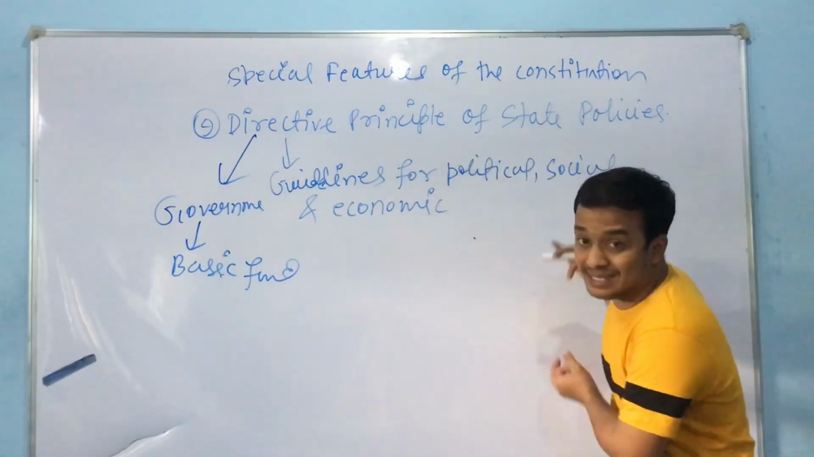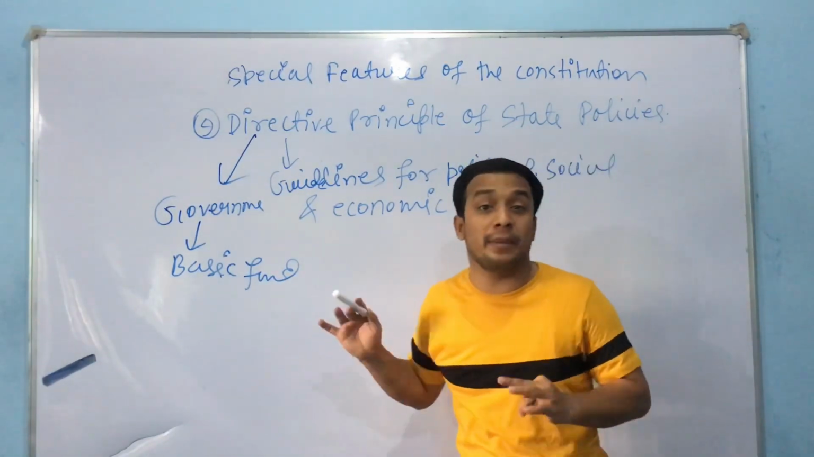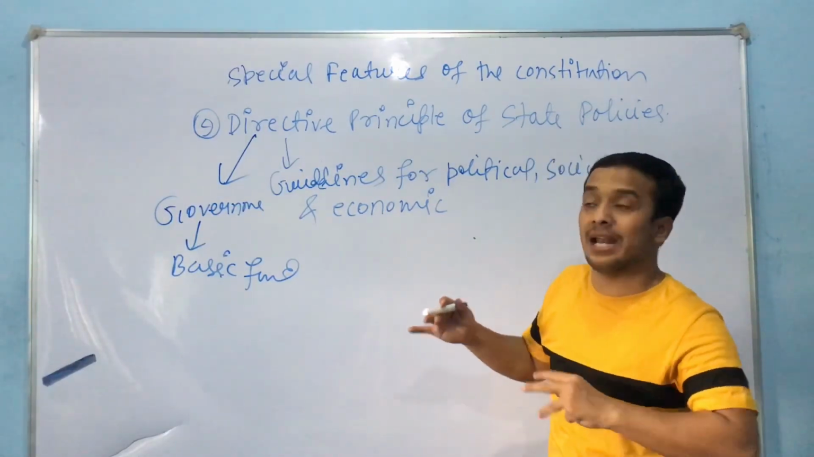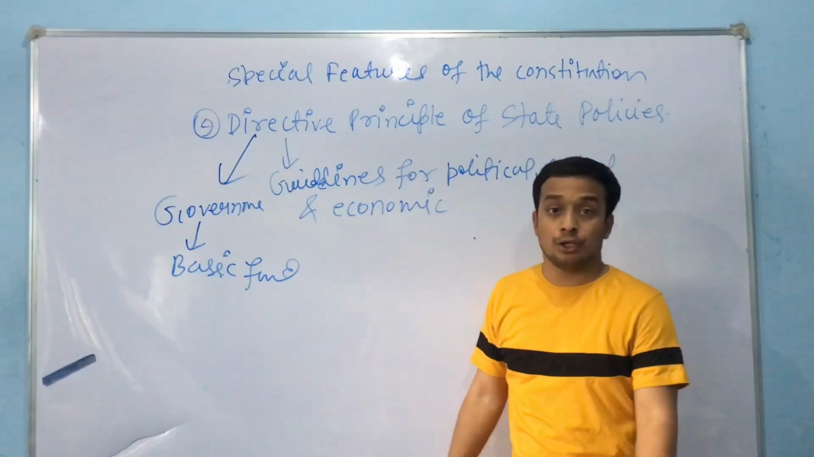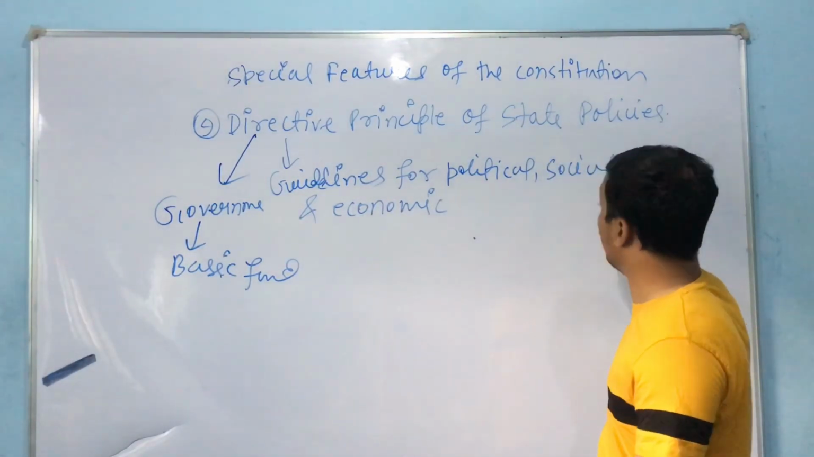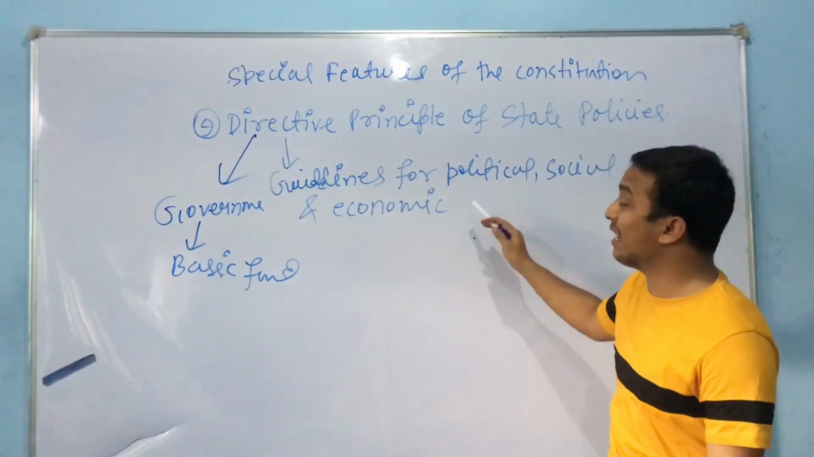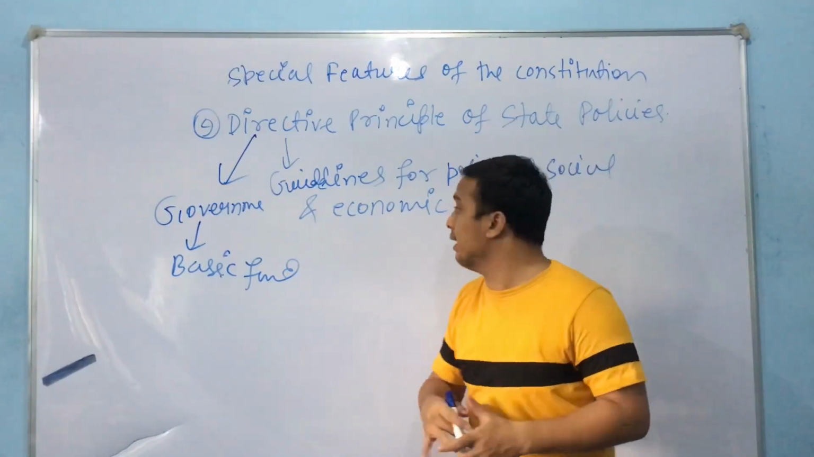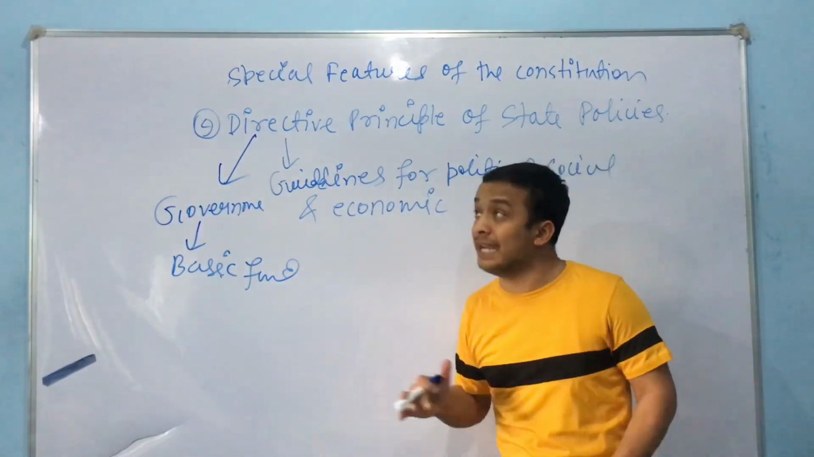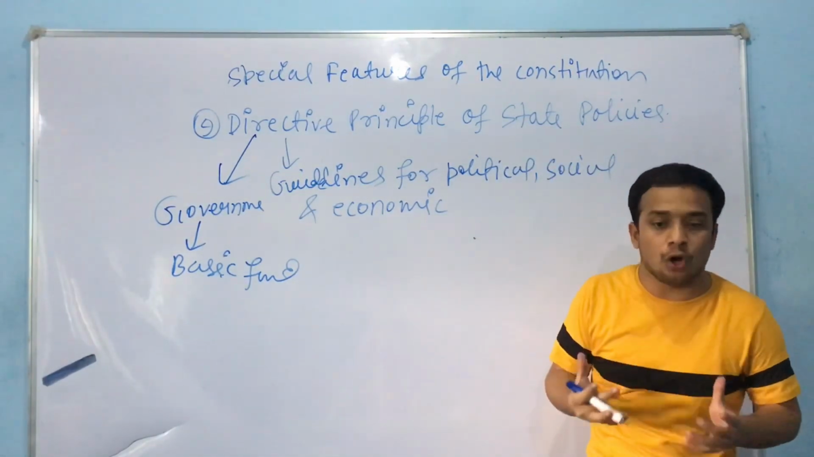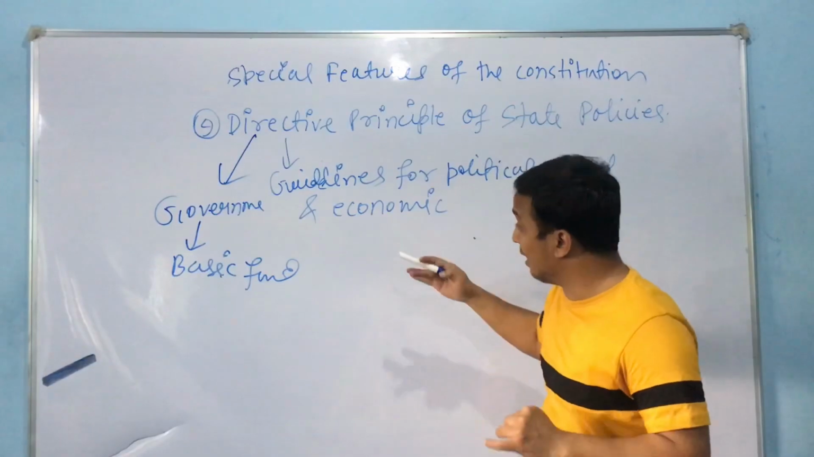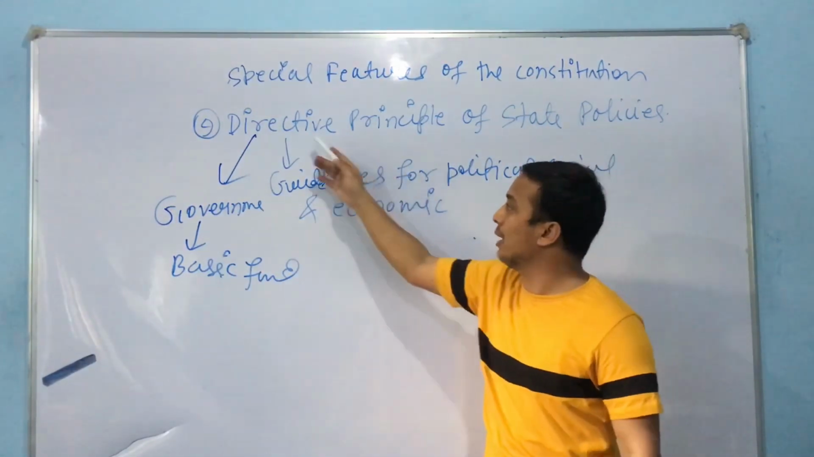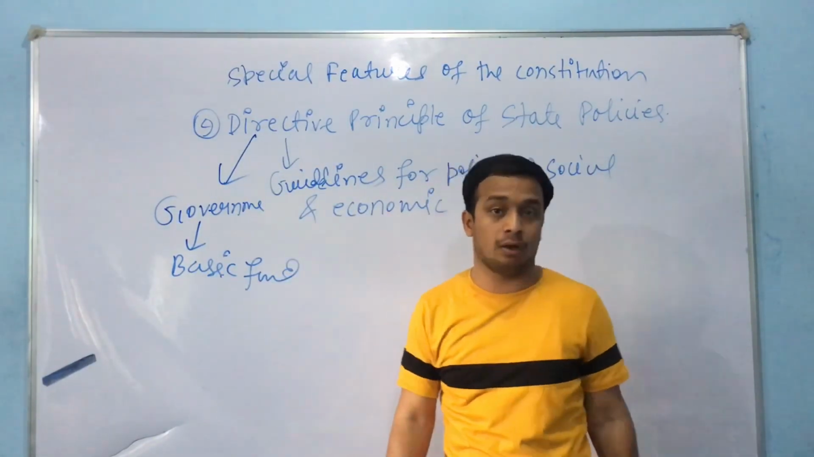Meaning, keeping in mind the guidelines that are given, the government has to make laws, policies as well as programs. So basically these are guidelines for the political, social and economic development of a modern democracy. The basic fundamental principles given for the political, social and economic development of a modern democracy are known as directive principles of state policies.